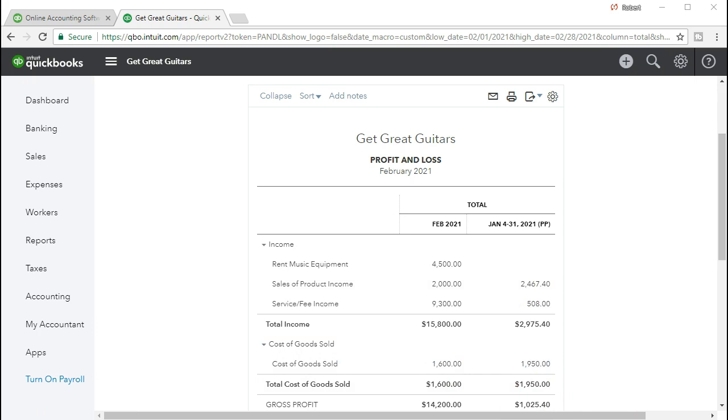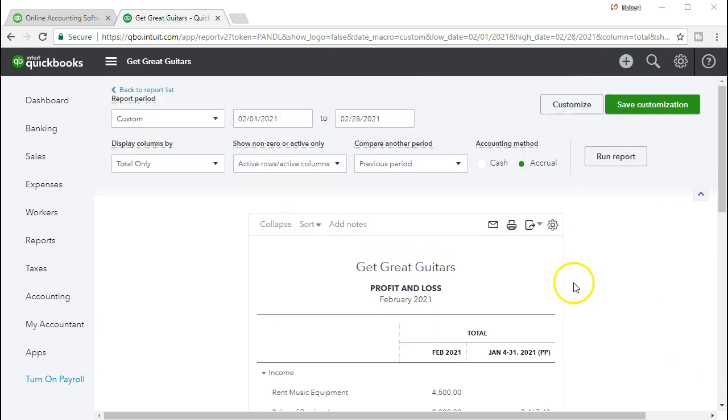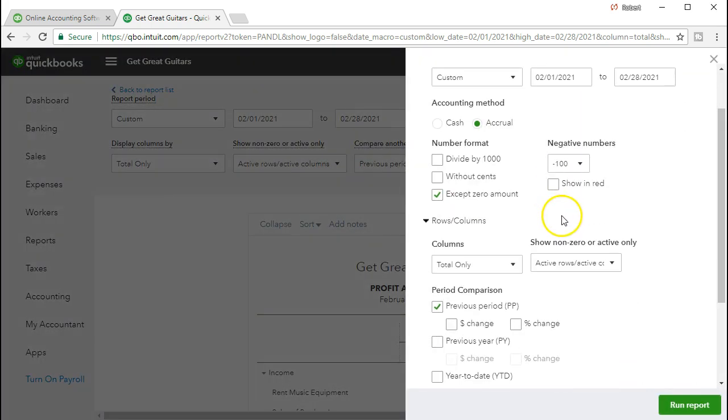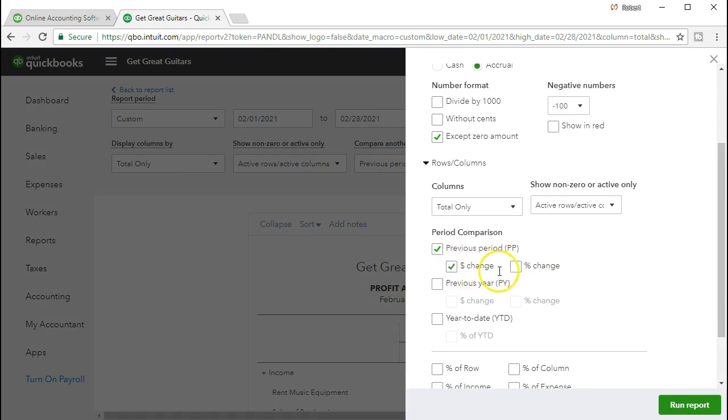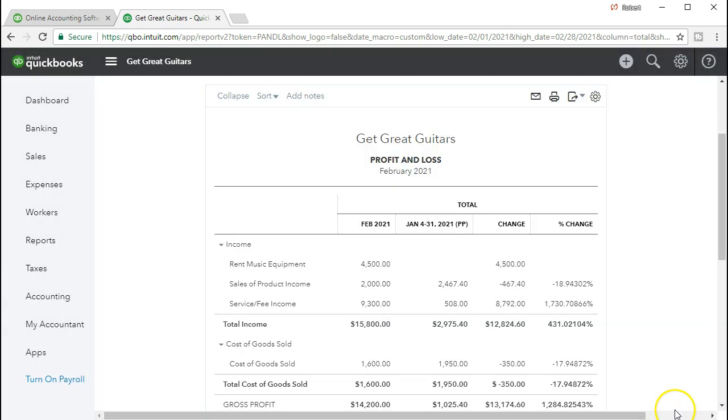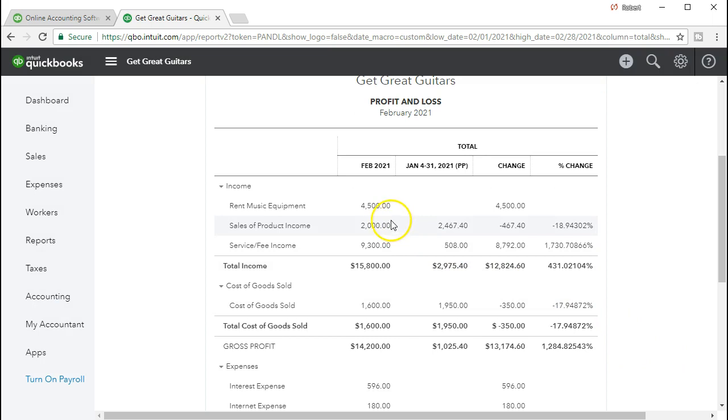Now that's great, but of course we also want to see the comparison in terms of dollars and percentage change. To do that, we're going to scroll back up, customize report. We'll scroll back down and we want to take the dollar change and the percentage change. Then we're going to go ahead and run the report. And there we have it. So now we've got the difference here, of course, in the rent, there's nothing in January and there was $4,005, difference $4,005. In February, we had 2,000 sales of product income versus the 2,467 gives us a negative change, a decrease of 467. And then the fees earned 9,003 versus the 508, a positive change here.